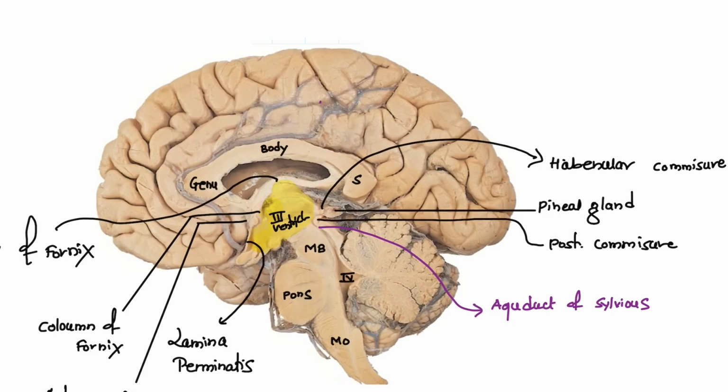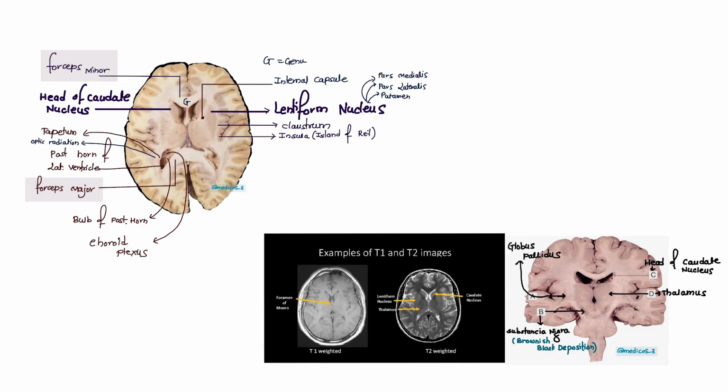Now I will provide you some important cross-sectional images of the brain. So these are some images. From here you can have questions in your PG examinations, and if you are in the first year, then your examiner might ask you the same questions in your viva examinations. So these are some important cross-sectional images.